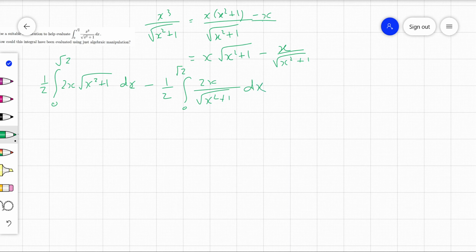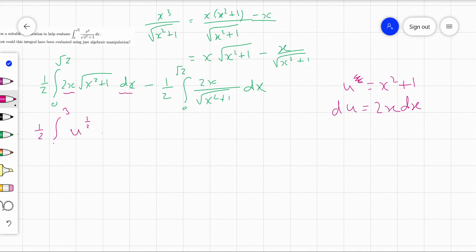All right, you can do it in your head, or you can say, let's do a substitution. Let's make u equal x squared plus 1. So du equals 2x dx. All right, what would that give us? So we'll have a half here. Our 0, if we put that in, will become 1. Our root 2 will become 3. And our 2x dx is du, so we end up with u to the half du for that one.